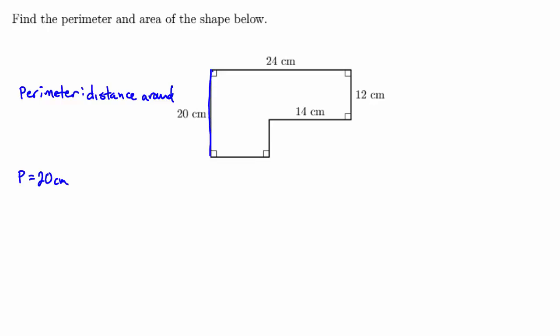And then coming up to this top line, I see that it's labeled with 24 centimeters. So I'll add that since I'm calculating the total distance. So 24 centimeters. Coming to this right side, I have 12 centimeters. So I'll add that. Continuing on, I see 14 centimeters. I will add that. And now I'm getting to two places that aren't technically labeled with a length.